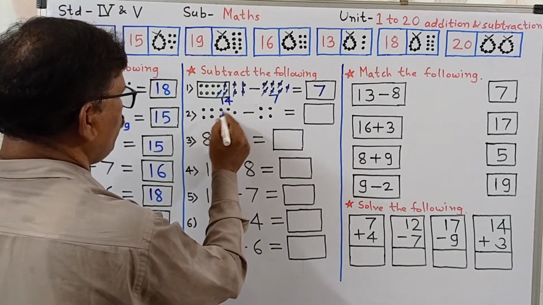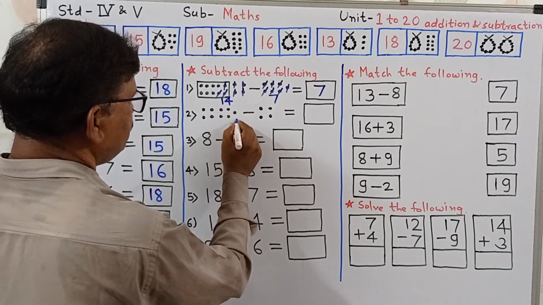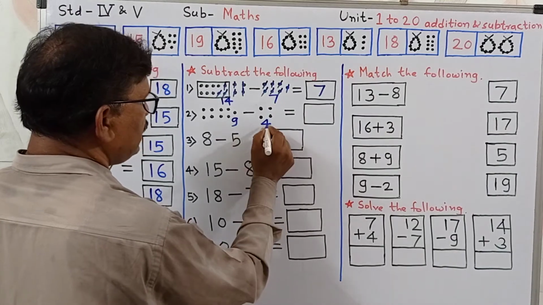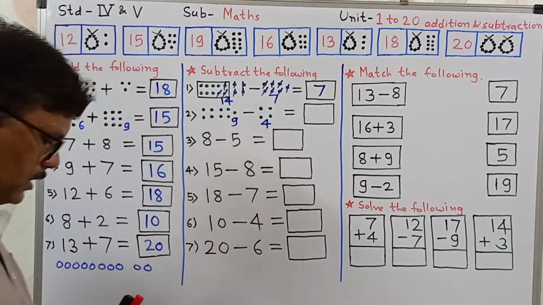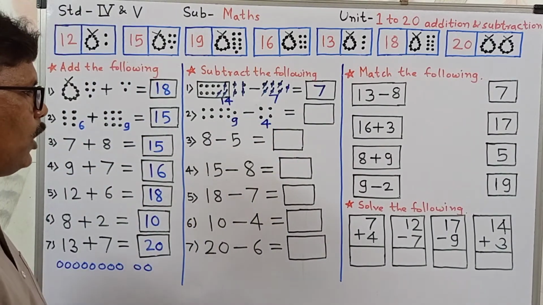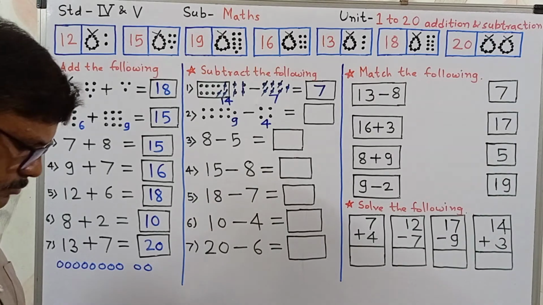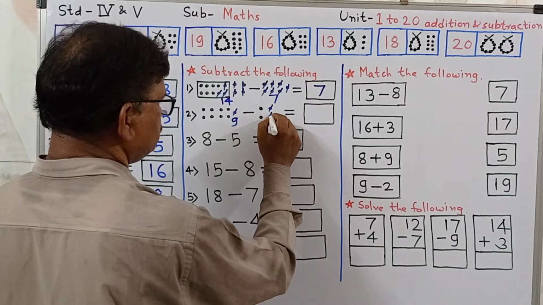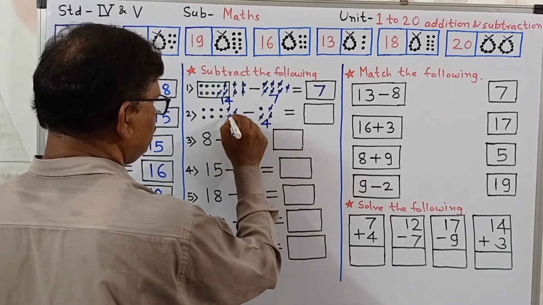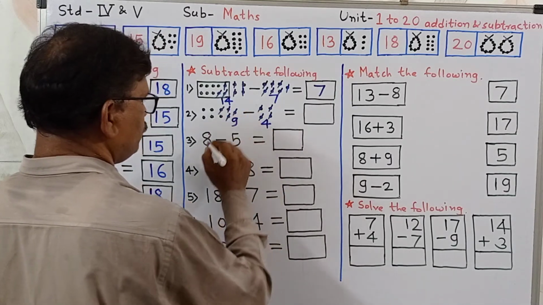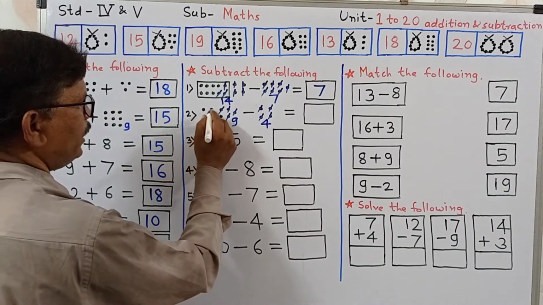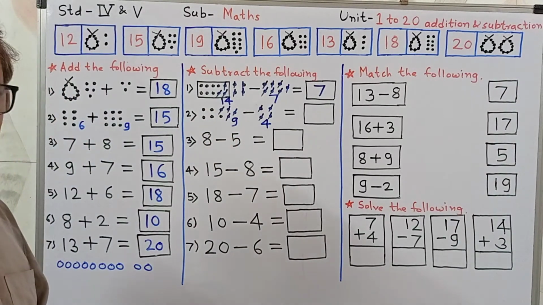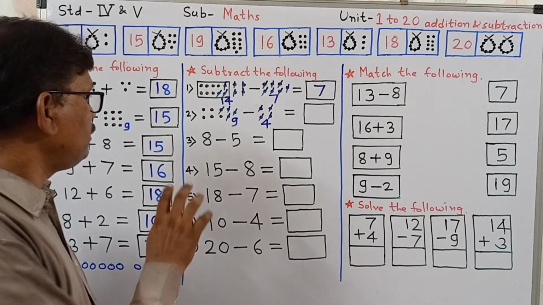The next one. 1, 2, 3, 4, 5, 6, 7, 8, 9. It is 9. Minus 1, 2, 3, 4. 9 minus 4. Now, first method: cut, cut. Second, third, fourth. How many remain? 1, 2, 3, 4, 5. This is the first method.